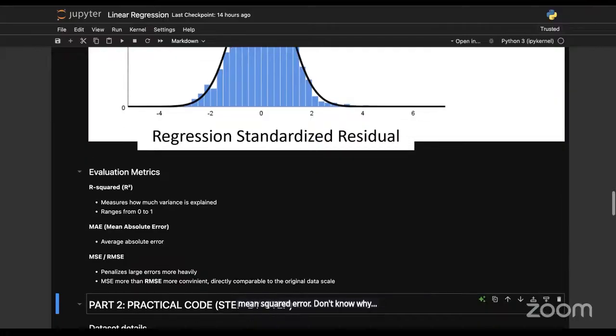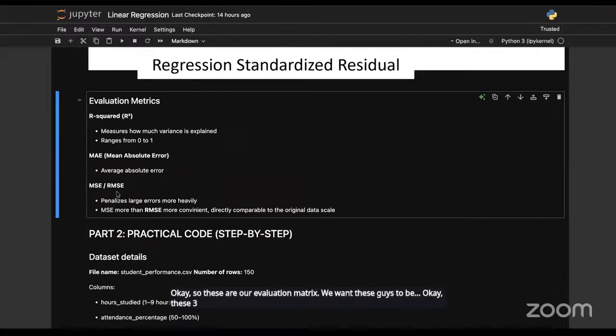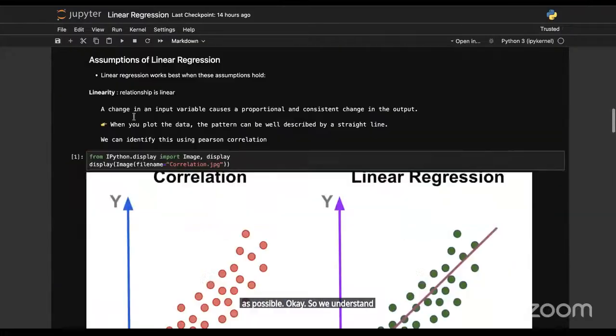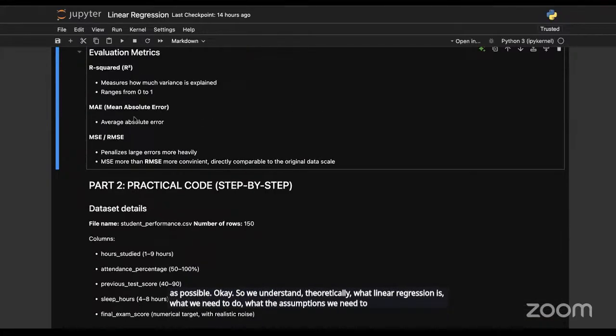Anyway, all right. Okay, so these are our evaluation matrix. We want these three to be as low as possible, but you want your R squared to be as high as possible. So we understand theoretically what linear regression is, what we need to do, what assumptions we need to have, and what we need to do to check what is happening.